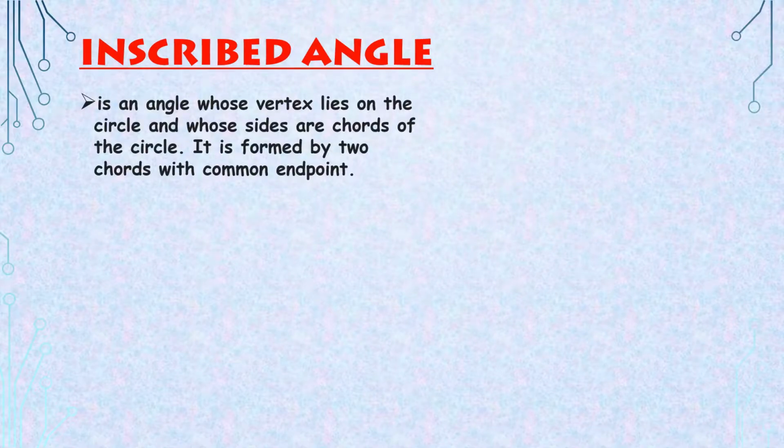Inscribed angle. An inscribed angle is an angle whose vertex lies on the circle and whose sides are chords of the circle. It is formed by two chords with a common endpoint.